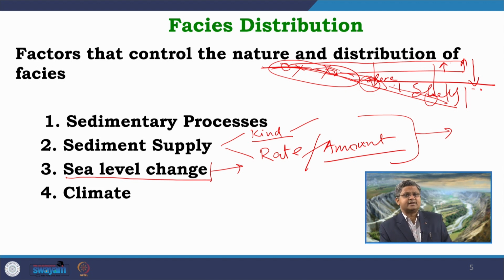The next one is climate, again a very important parameter, and it can have a long term effect or a short term effect. Short term effects include seasonal changes, monsoonal change, seasonal rains, melting of glaciers, a little more warming during the summer. All these factors will change the process of erosion in the source area, the supply of water into the system, and the supply of sediment into the system.